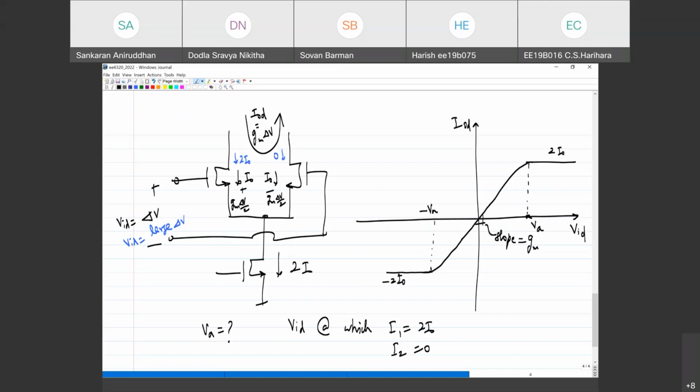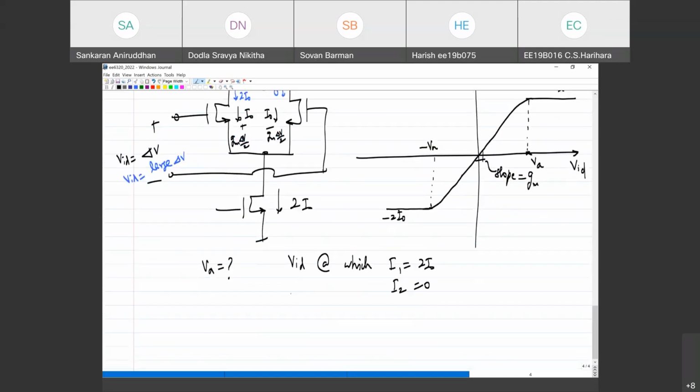You know everything about the circuit, right? Now these are large signal circuits, so you need to write down the equations. You know that I1 plus I2, let the two currents be I1 and I2, I1 plus I2 is 2 I naught. This is one equation. What is the second equation you know? The square law equation.